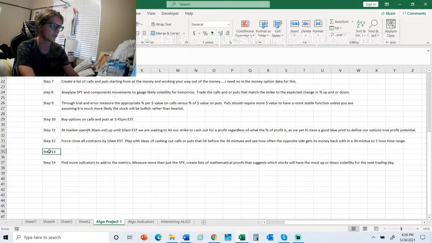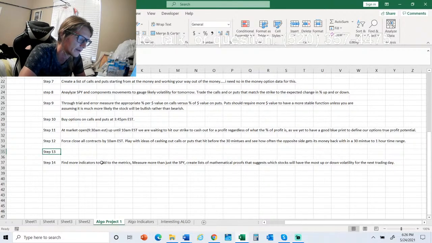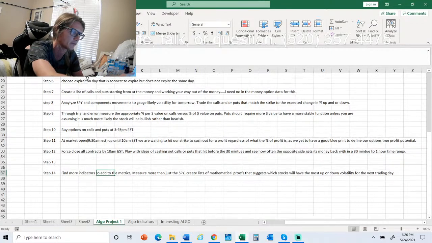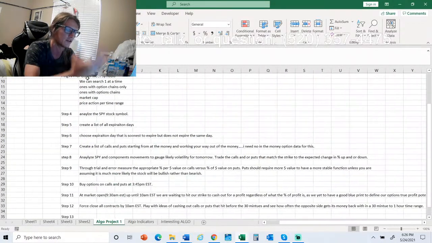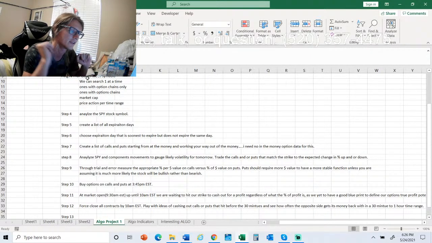It looks like I got an extra step here for some reason. But anyway, step 14 is find more indicators to add to the metrics. So basically, after I build this base platform that can do the most simple version of my strategy, everything I do after this, I can just add to it and see if it makes it better. If it doesn't make it better, I can take it away.